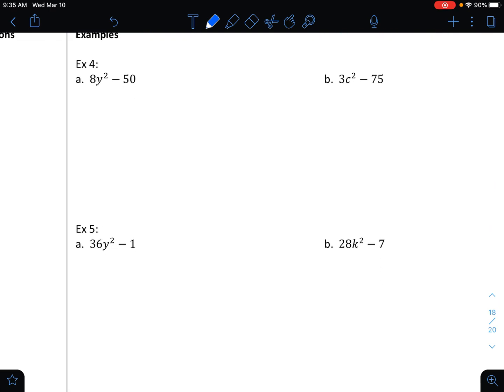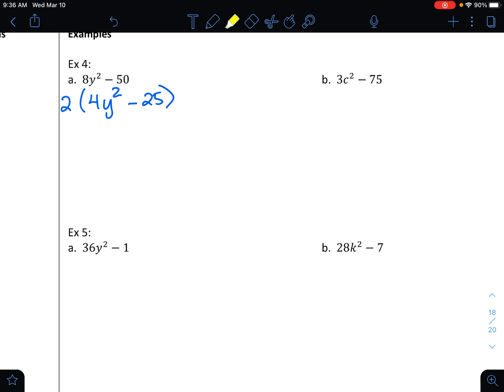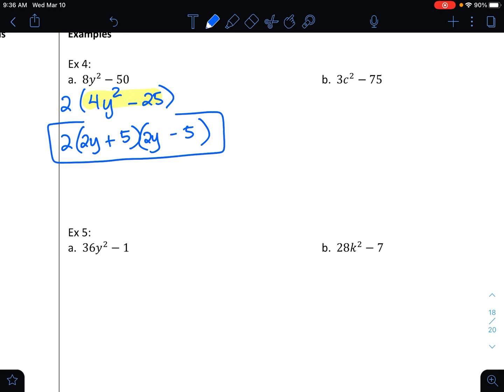Okay, GCF. So I know there's at least a 2, because 8 and 50 are both even. 4? No, a 4 doesn't go into 50. All right, so let's take the 2 out. So I'm left with 4y squared. 50 divided by 2 is 25. All right, do I have a difference of squares here? Yeah, 2 times 2 is 4. 5 times 5 is 25. All right, so let's do our factoring. So I've got 2y and 2y, and then 5 and 5, and then I'll have a plus and a minus in there. And there's my factored answer.